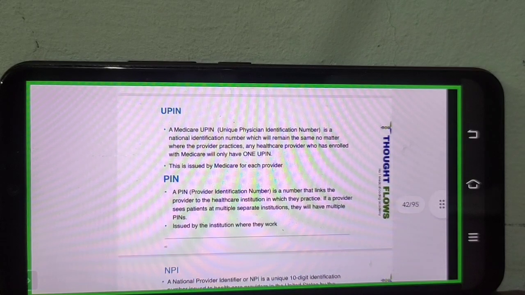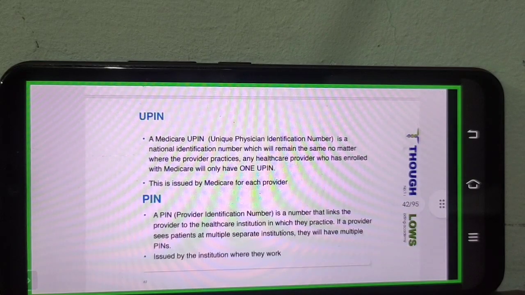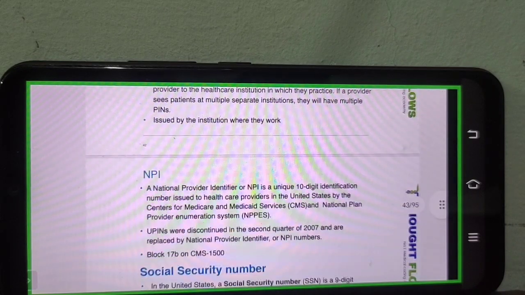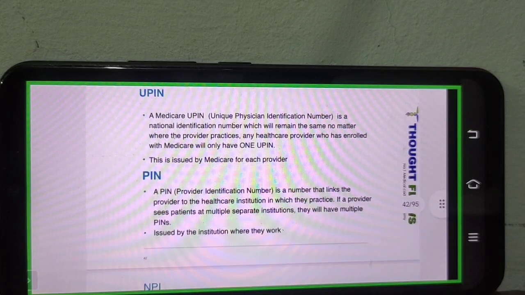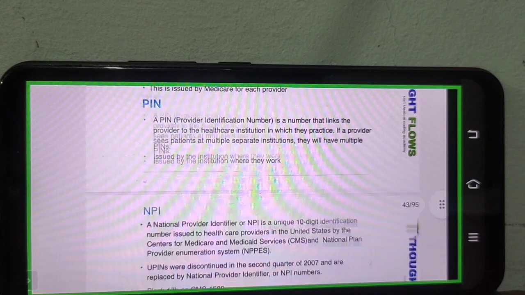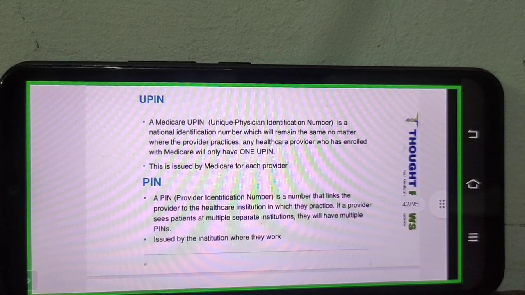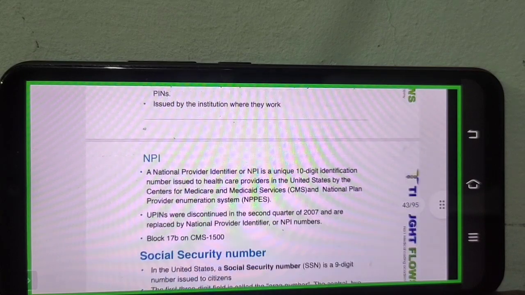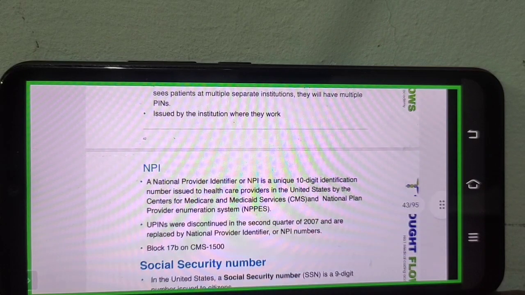Then UPIN. UPIN is actually discontinued, guys. Now only PIN and NPI are active. PIN is nothing but provider enumeration. Before that, I will explain NPI. After that, I will explain UPIN.